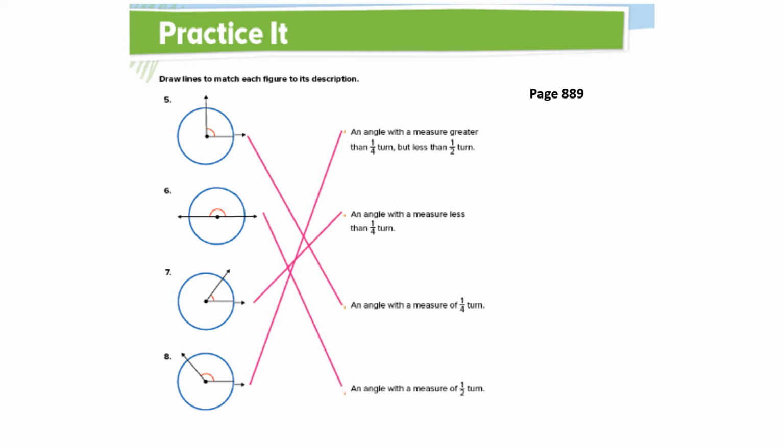Now we can correct. This top one is exact. Number 5 is exactly 1/4 of a turn. Number 6 is half of a turn. Number 7 is less than 1/4, and number 8 is greater than 1/4 and less than 1/2.